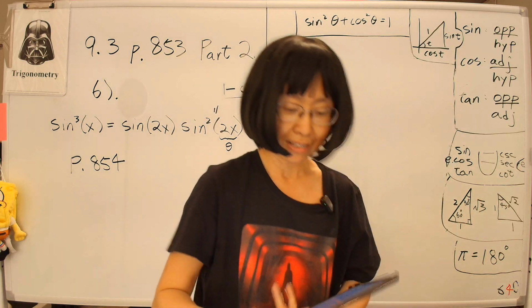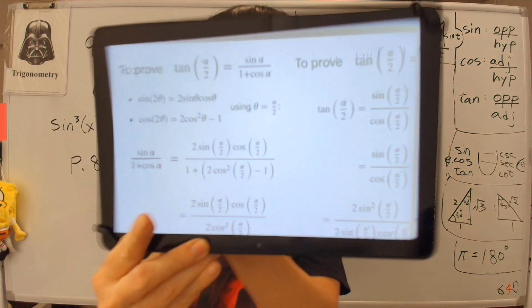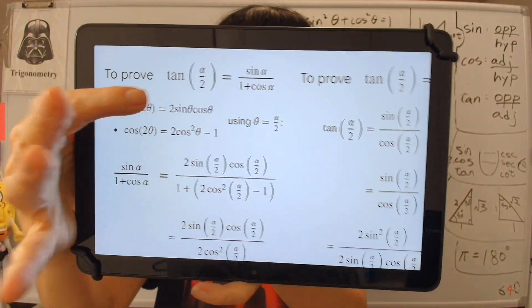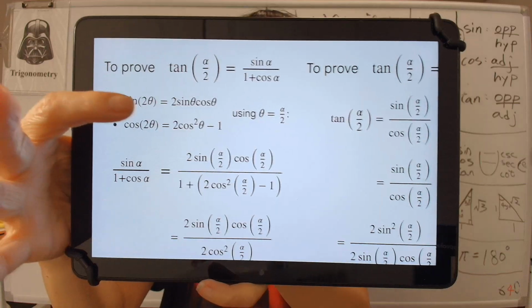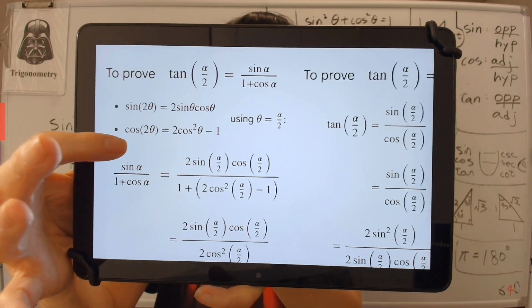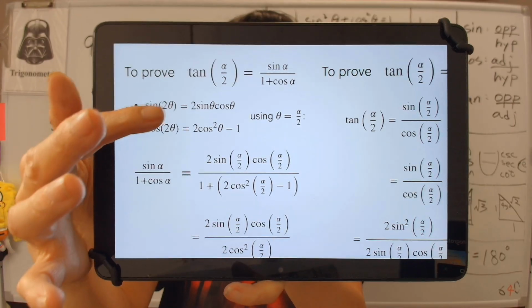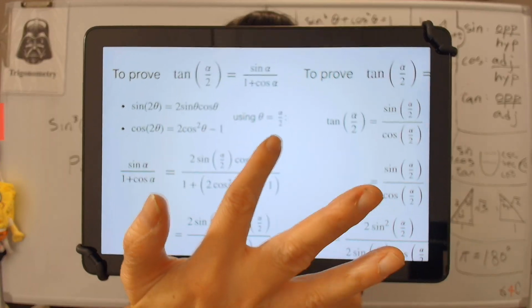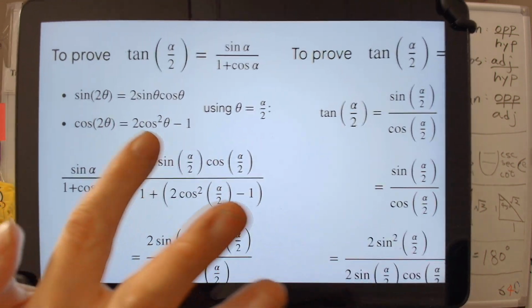So here is our proof. Cosine 2 theta equals, we choose the one that says 2 cosine squared theta minus 1, because these two will come in handy in proving this equation. And to use these, we're going to use theta equals alpha over 2. Okay, and then substitute in here.